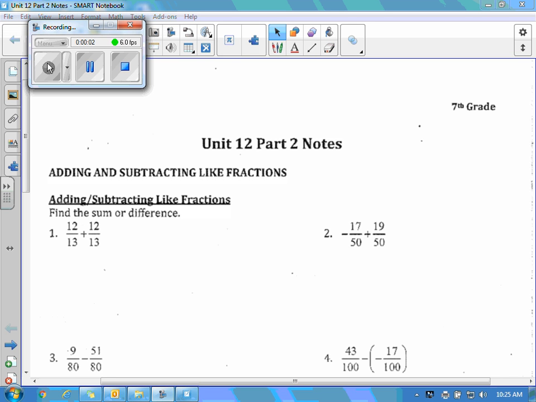In Unit 12, Part 2, we are talking about adding and subtracting like fractions, which hopefully should be reviewed when we do the basics of this. And then we move on to parts with variables a little bit further. Hopefully, the original ones will be pretty basic.